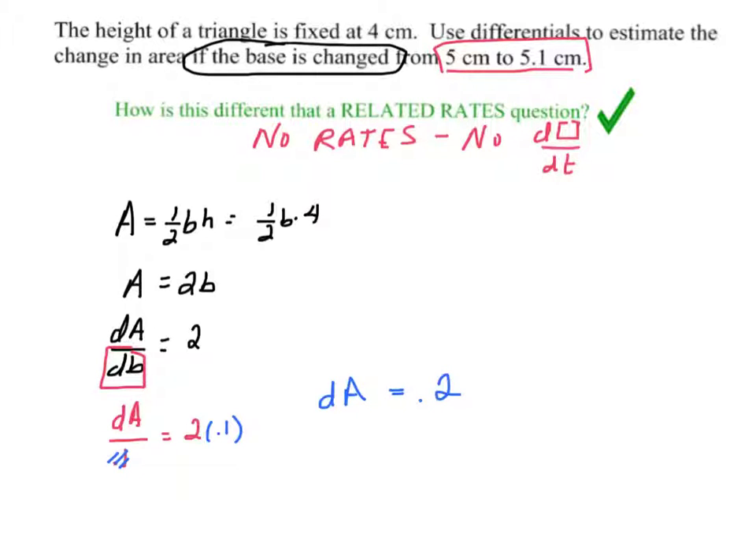Now, if you type that in your calculator, if you actually figure out the area with a base of 5 and the area with a 5.1, you find out it is exactly 0.2. Again, this is just an idea of kind of verifying some geometry ideas with calculus and looking at how things change with respect to each other. But it is different than a related rate because that was with respect to time.